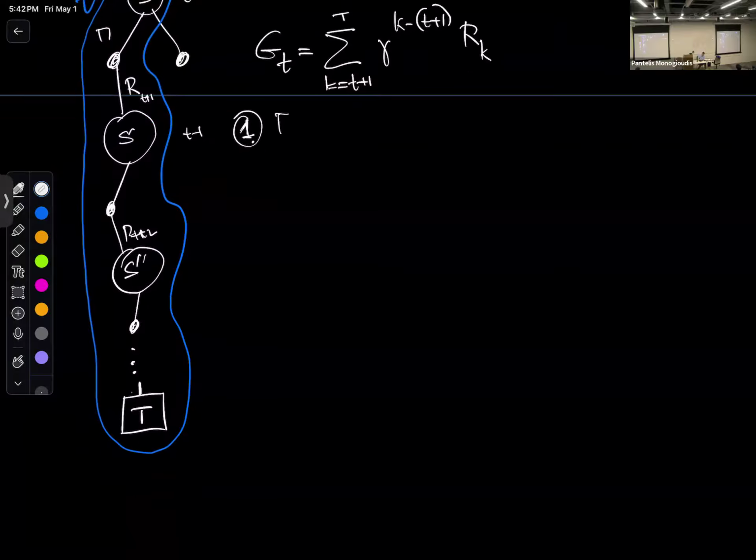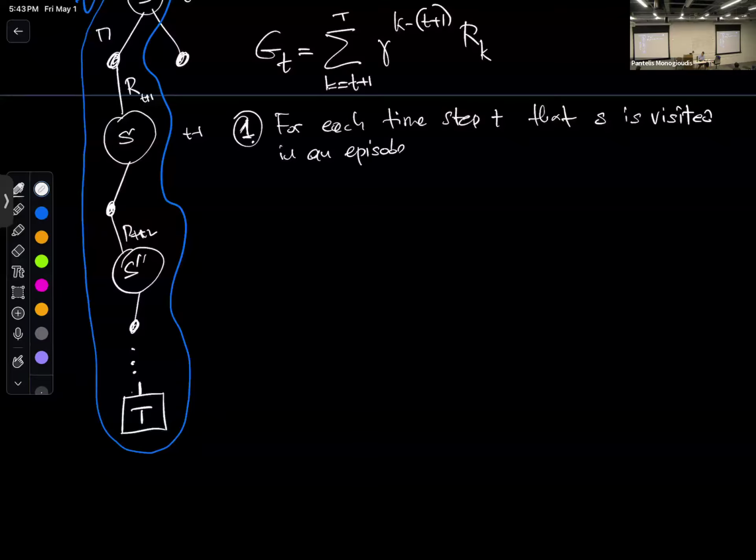So for each time step t that S is visited in an episode, increment the counter, there's the counter, N of S. That is the counter of visitations of the state S.